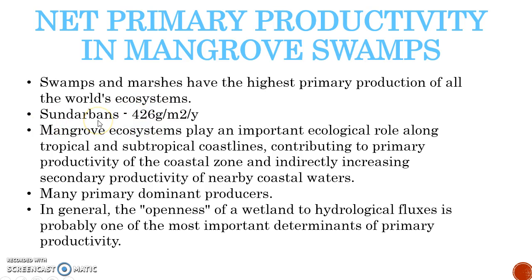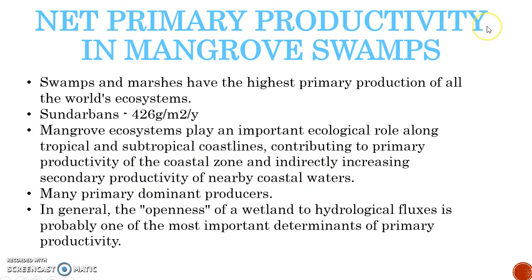We narrowed our research down into one specific mangrove. Sundarbans is the mangrove swamp that can be found in India, like we talked about earlier, and it has 426 units of NPP, which is considerably large. Mangrove ecosystems play an important ecological role along tropical and subtropical coastlines, contributing to primary productivity of the coastal zone and indirectly increasing secondary productivity of nearby coastal waters.